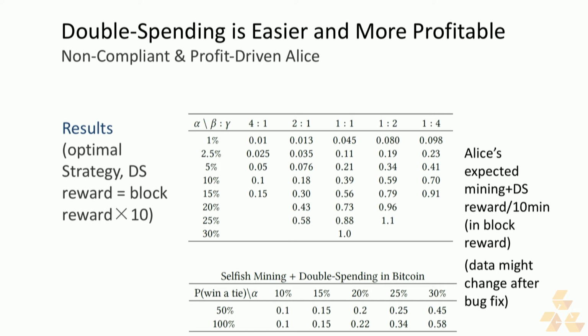However, as you can see, for many entries in this table, the utility of Alice is a lot larger than its fair share of block rewards. In this entry, Alice can get almost 0.1 block reward every 10 minutes. The extra reward is due to double spending. Whereas when you look at the optimal double spending plus selfish mining attack in Bitcoin, the attacker is not profitable with less than 15% of mining power, which means double spending is much easier and much more profitable in Bitcoin Unlimited.